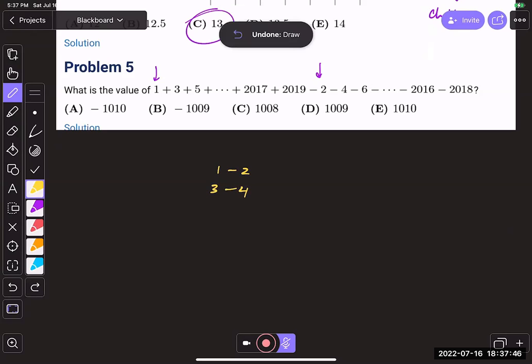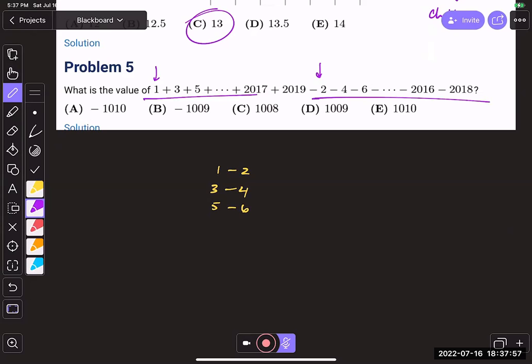Okay, so what you're saying is 1, you have a minus 2, right? 3, you have a minus 4. 5, you have a minus 6. The idea is for any number in this first group, you have a negative number in the second group that's 1 bigger than that, right? So I do agree with you, right? So you can go from here all the way down to 2017 minus 2018.